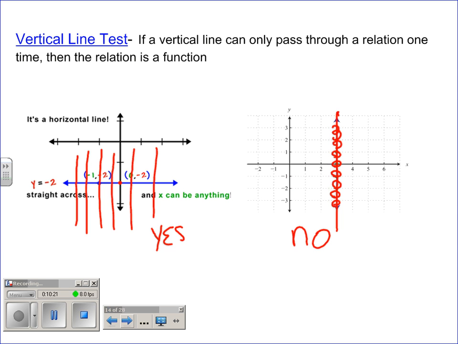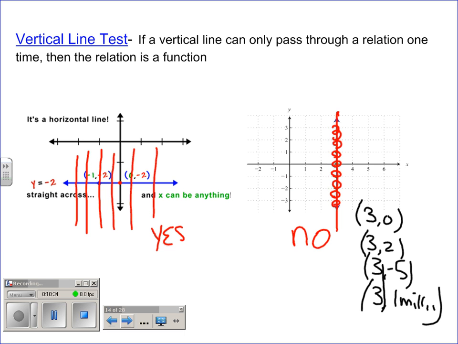Let's write down a few of these. So (3, 0), (3, 2), (3, -5), (3, 1 million). And what you'll see is that there's a copy of x. We don't want a copy of x. It's the simpler way of saying that for every x value, there can only be one y value. And in this case, 3 has many different y values.